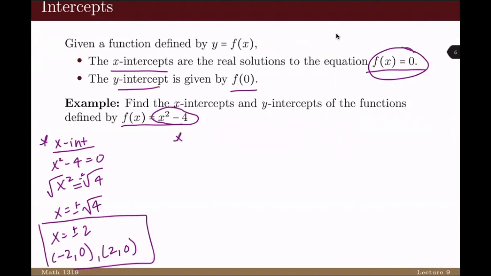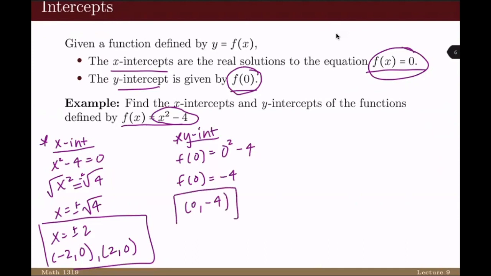Next, let's find the y-intercept. So the y-intercept is given by f of 0. So f of 0 is going to equal 0 squared minus 4. So that means f of 0 equals -4. And you can write this as a point as well, 0, -4.